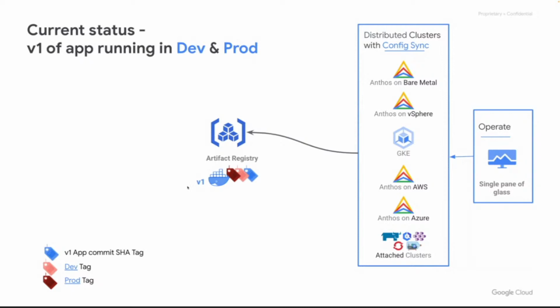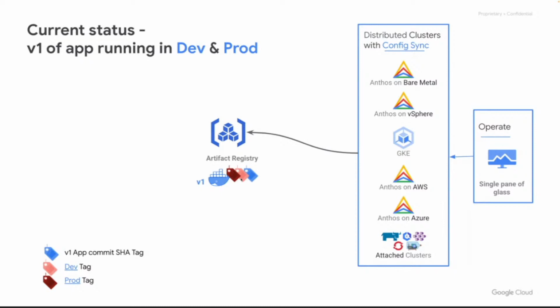of glass. So what you see here is the V1 of the application, which is depicted in blue color, and we make heavy use of tagging as a way to communicate what is currently happening to this Docker image. So the blue tag here represents the V1 application code commit SHA for the application code repo, and the orange, the pink, and the dark red or maroon color tags represent the environment where this container image is currently running. So since we have only two environments, this image is currently running on both dev and prod.